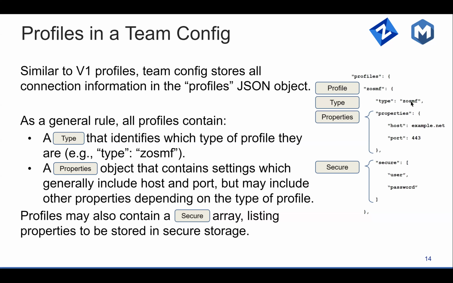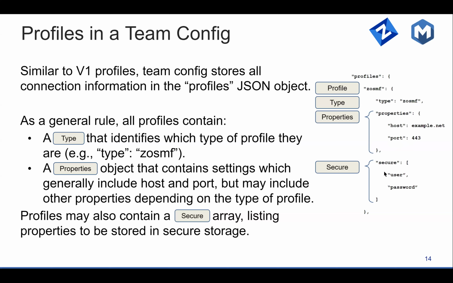You could have a type of TSO, SSH, ZFTP, KICS, depending on whatever plugins you might have installed. And the next item within the ZOSMF profile is the properties. Now, the properties JSON object contains all of your connection settings that you store in plain text. That's important when we talk about secure. But within properties, you'll have things like host, port, reject unauthorized, protocol, certain things like that, anything specific to the connection to the service you're connecting to.